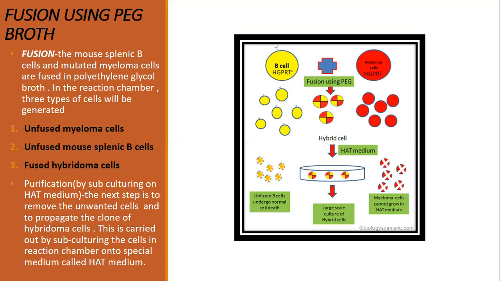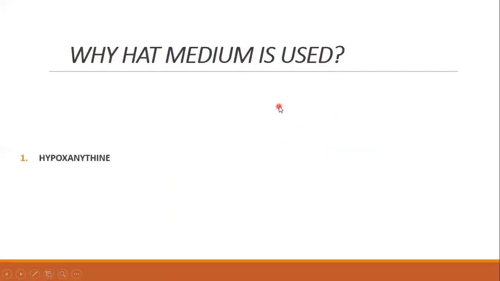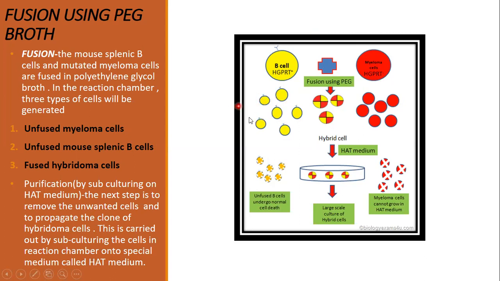In the reaction chamber, three types of cells can be generated. When B cells get fused with the myeloma cells, you can get three different kinds of cells. It may be an unfused myeloma cell, it may be an unfused mouse splenic B cell, and a fused hybridoma cell. Hybridoma cells are a hybrid of B cells and the myeloma cell. So this is the hybrid cell.